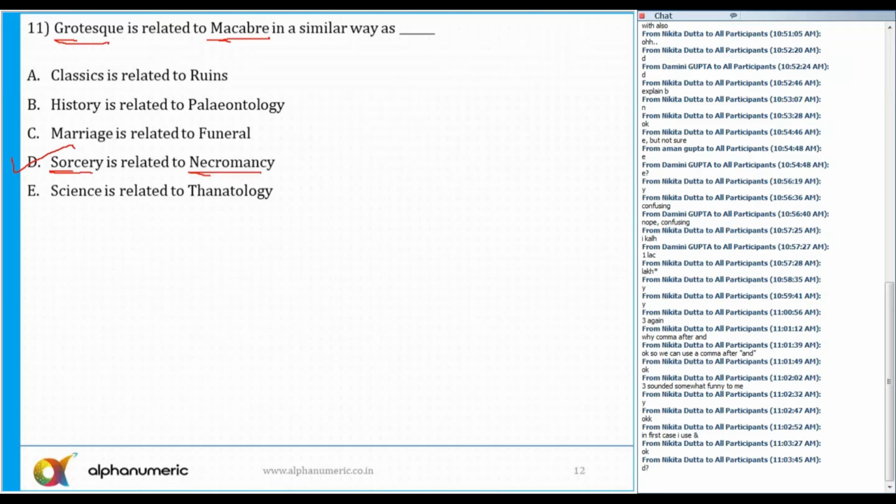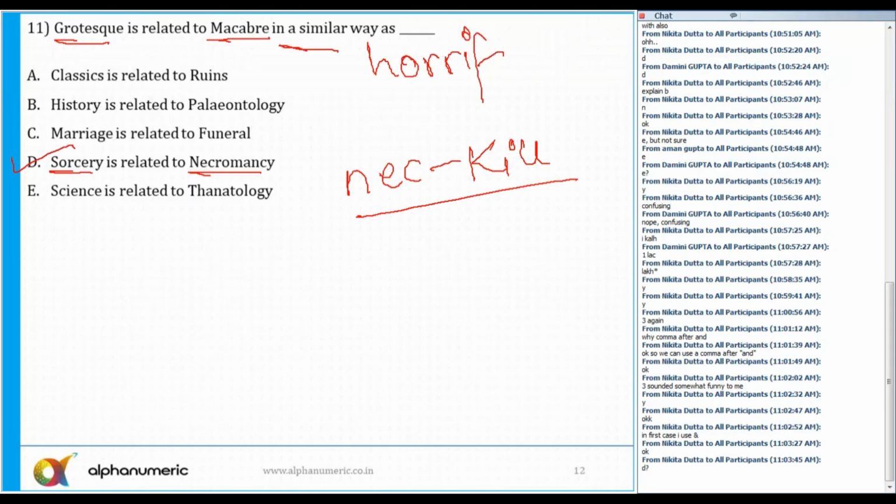Sorcery is black magic, and necromancy is also black magic connected with dead people. So necromancy, NEC is the root for kill. So necromancy is when you talk to the people who have been killed. That means dead people. Okay, you talk to the dead people. That is what is black magic. So they are synonyms. Just like grotesque and macabre are synonyms. Grotesque and macabre means horrifying, you know, horrendous, horrifying.